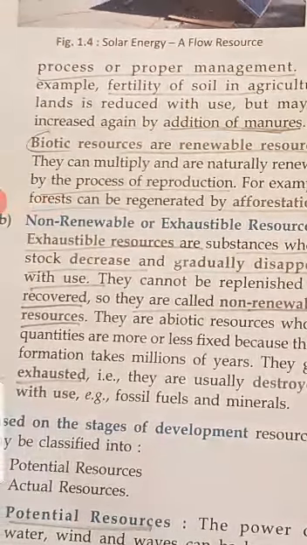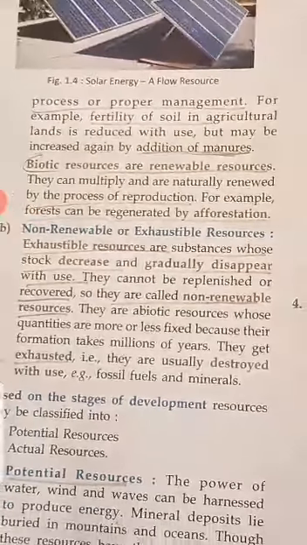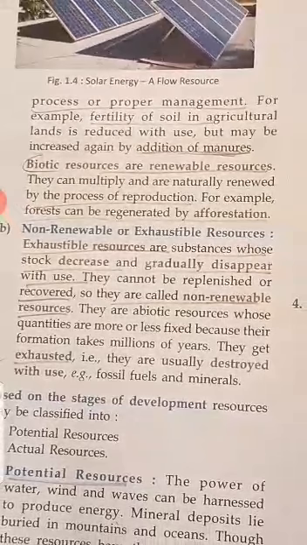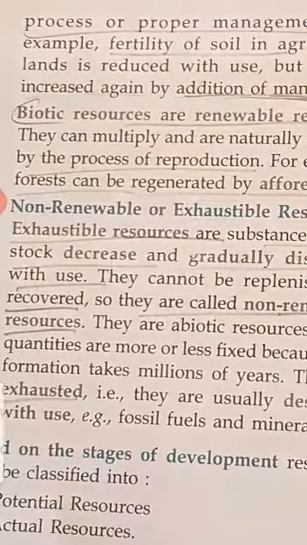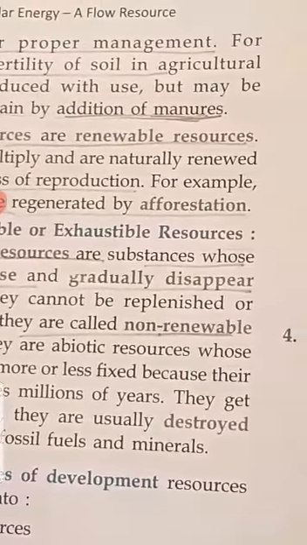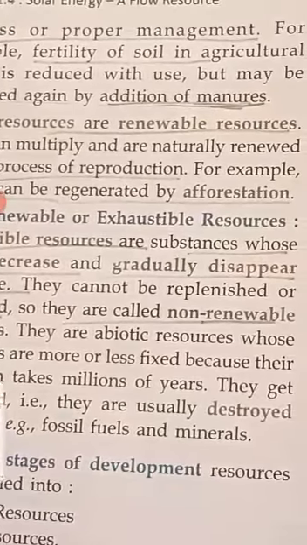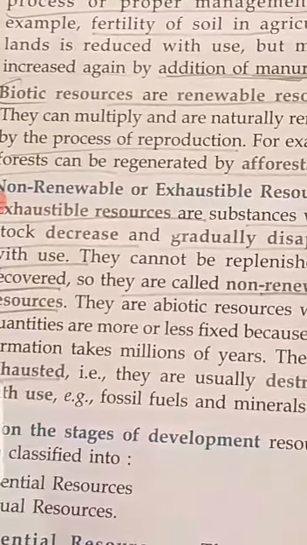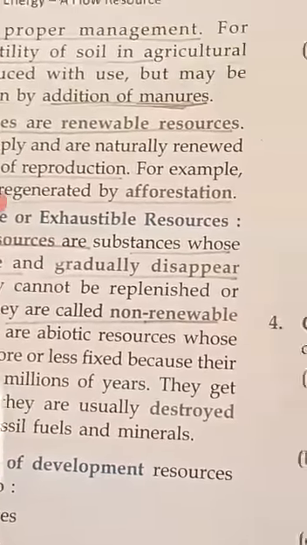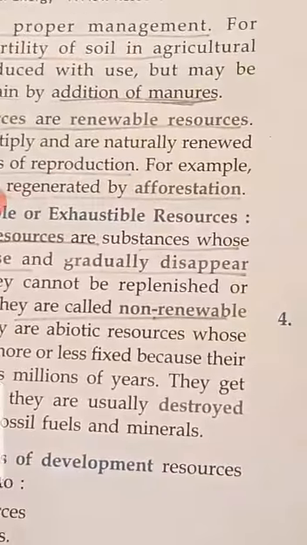We can increase the fertility of the soil by adding manure, compost, and cow dung, etc. Now you see the second paragraph. Biotic resources are renewable resources. They can multiply and are naturally renewed by the process of reproduction. For example, forests can be regenerated by afforestation.